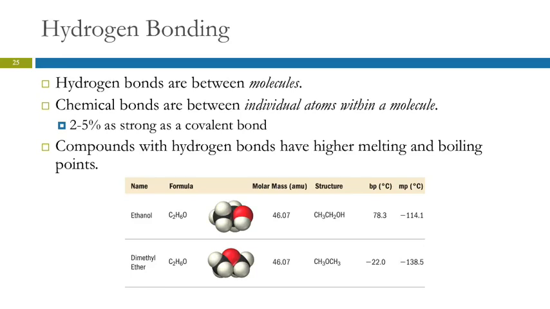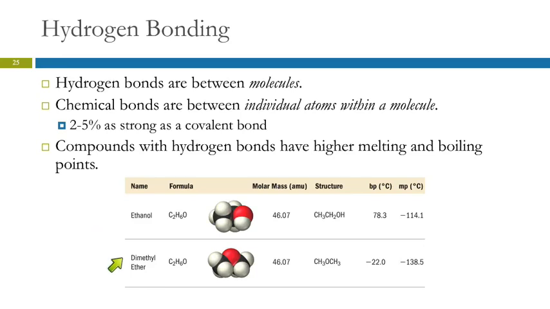Hydrogen bonds are between molecules. Chemical bonds, like covalent bonds, are between atoms within the same molecule. So hydrogen bonds are not covalent bonds. Hydrogen bonds are significantly weaker than covalent bonds. They're only like 2 to 5% as strong, so much, much weaker. We observe that compounds with hydrogen bonds, because hydrogen bonds are stronger, have higher melting and boiling points.